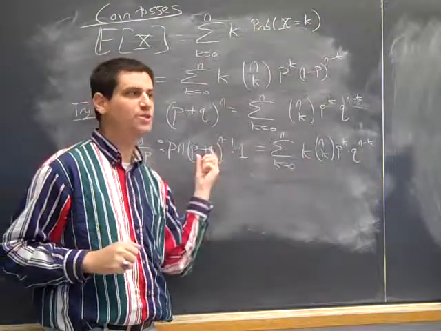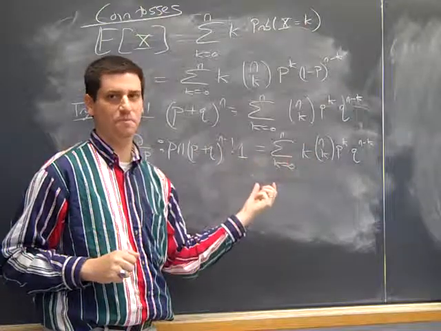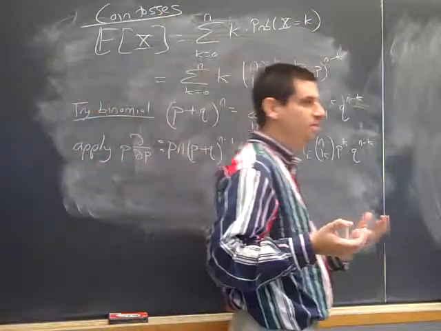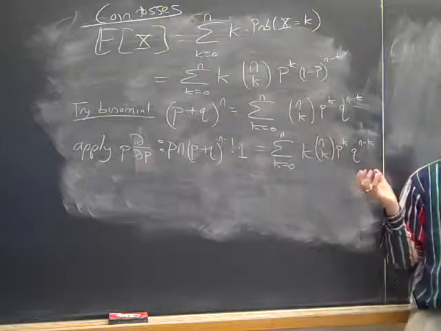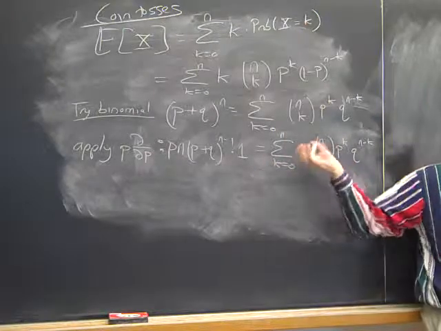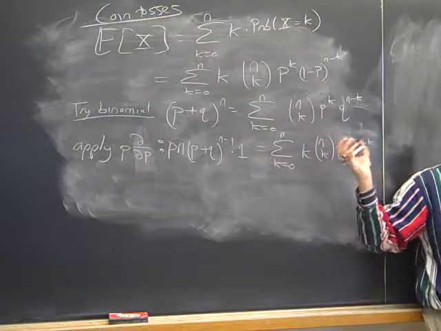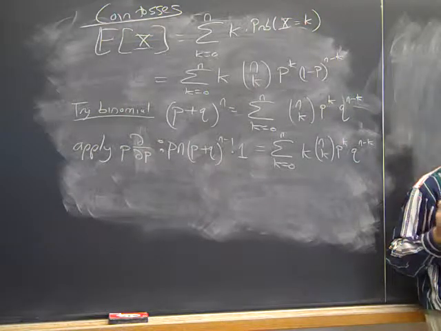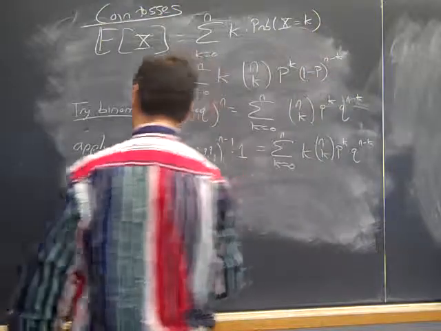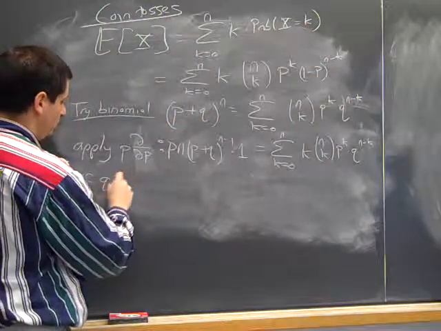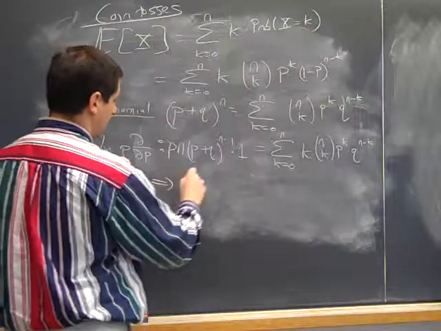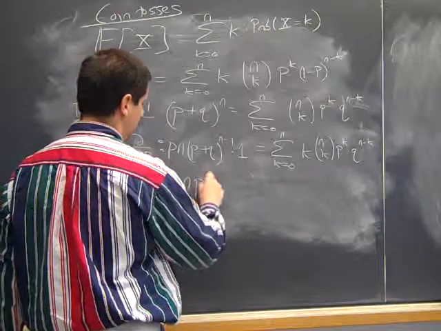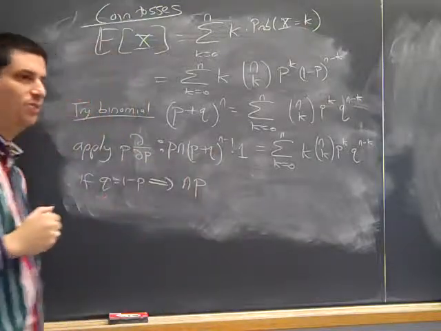This equality holds for all choices of p and q. So I wanted q to be a variable so I could apply the operator. But now that I've applied this, I have this equality. I can choose any value of q I want. What's a good value of q to take? 1 minus p. So now, if q equals 1 minus p, I get n times p. What's p plus q to the n minus 1?